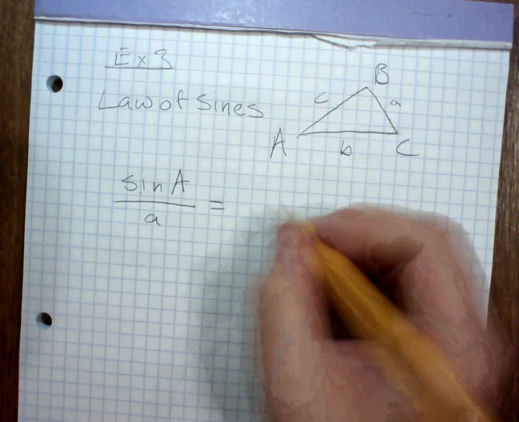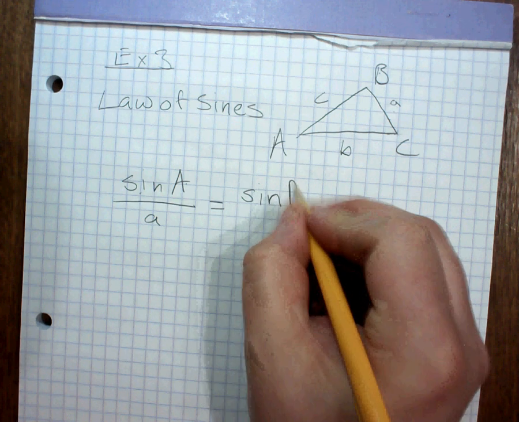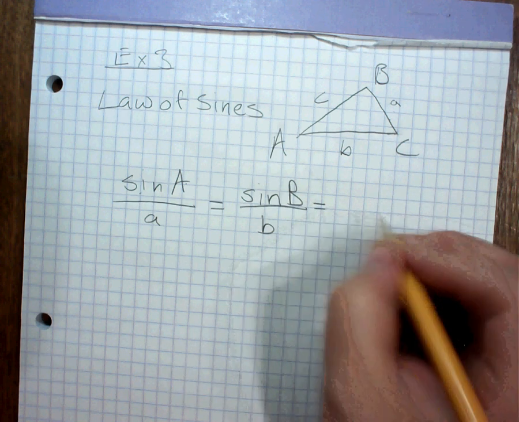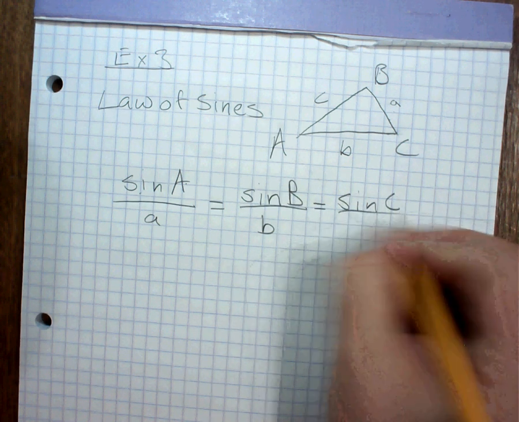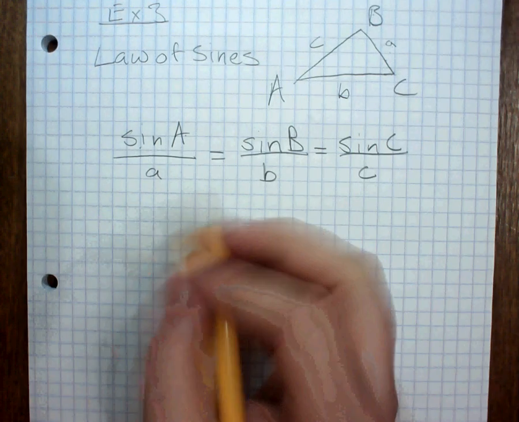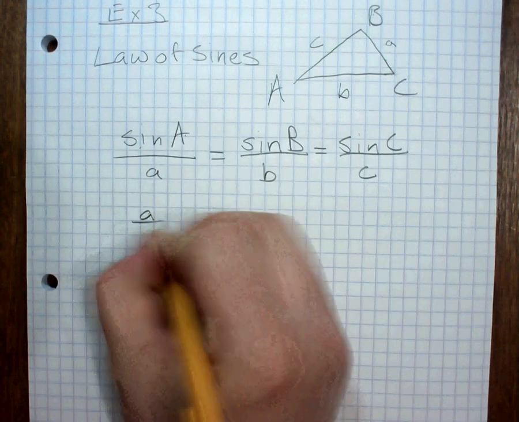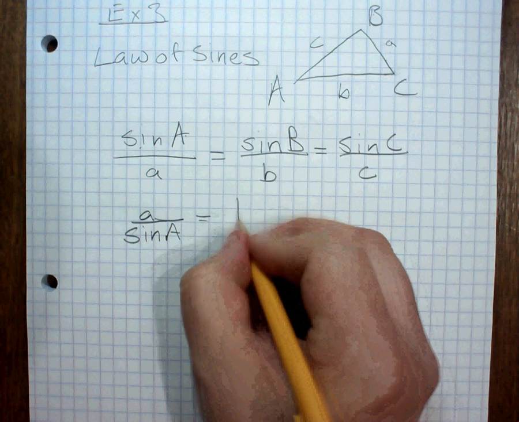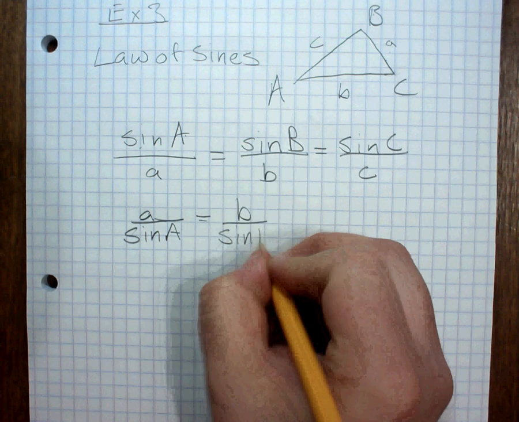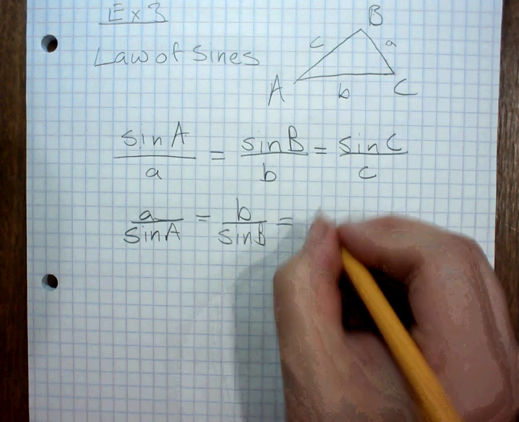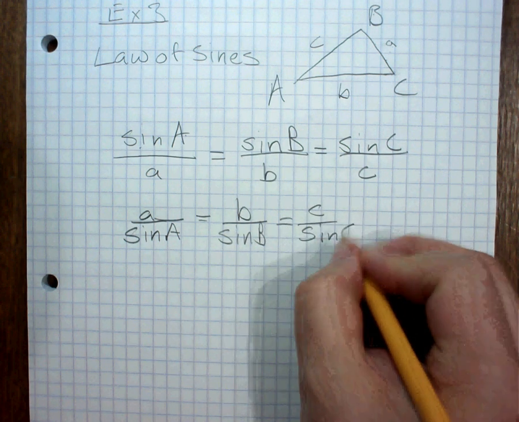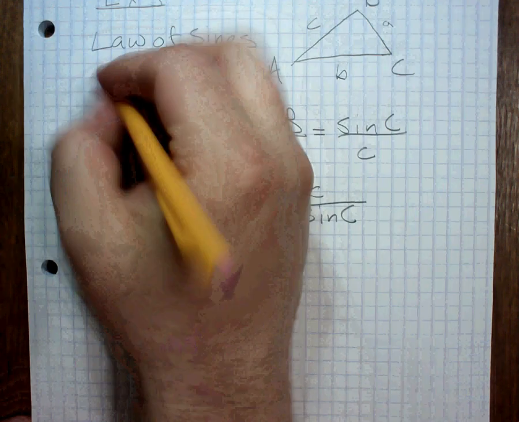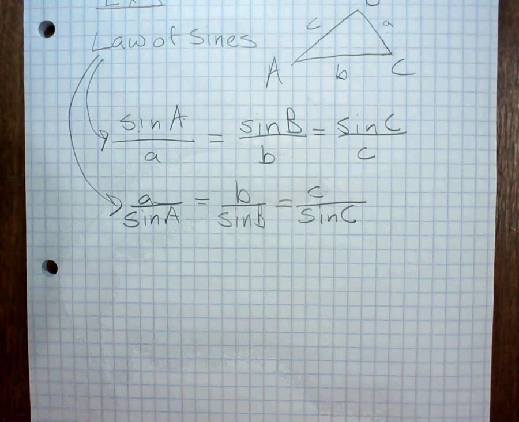And that will be equal to sine of capital B over lowercase b. And then that would be equal to sine of capital C over lowercase c. Another way that you could write this, because these are ratios, you can also think of it like this: lowercase a over sine of capital A, and lowercase b over sine of capital B, and lowercase c over sine of capital C. So those are two variations of the actual law of sines. So this is the actual law of sines right there.